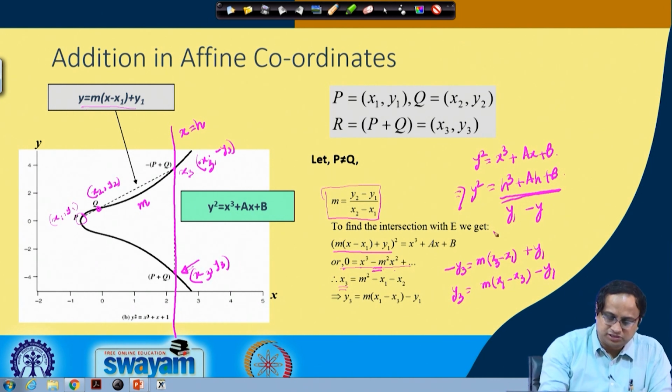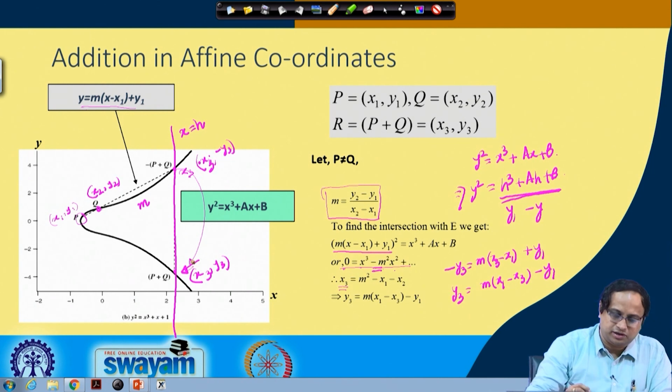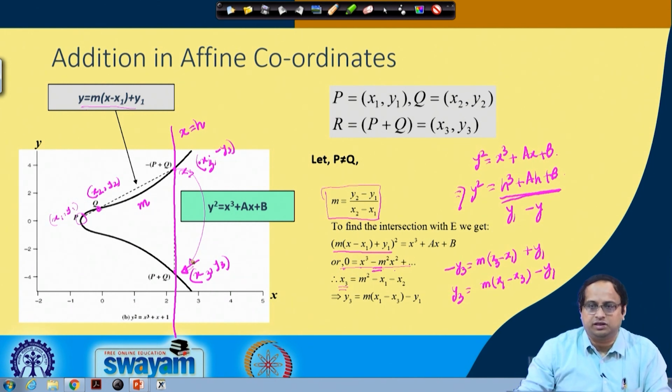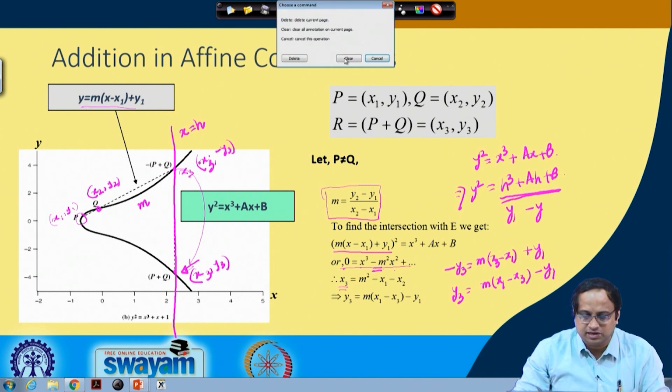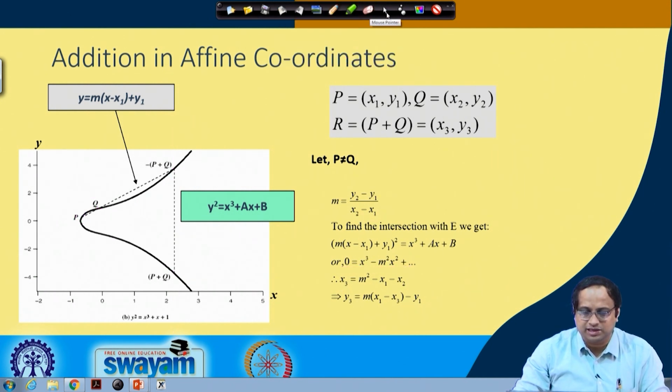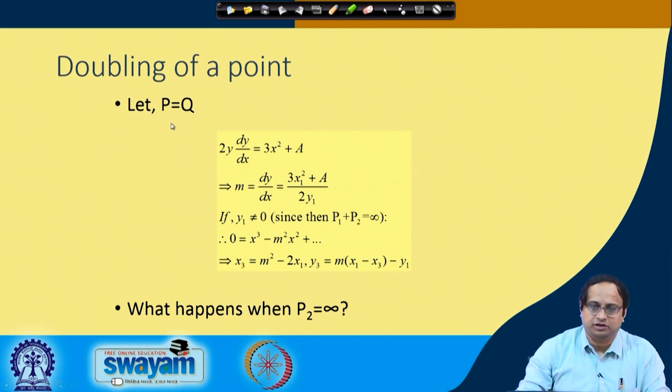So the first thing that we did here was obtain this point, and then we reflected this point and obtained the negative, which is essentially the addition of P and Q. This is a simple operation, and you can extend it to the case where P and Q are the same. In that case we cannot obtain m in the way we saw, but we can obtain m by taking the derivative at the point x, y.